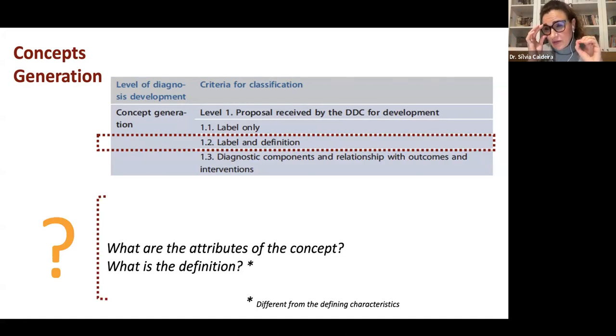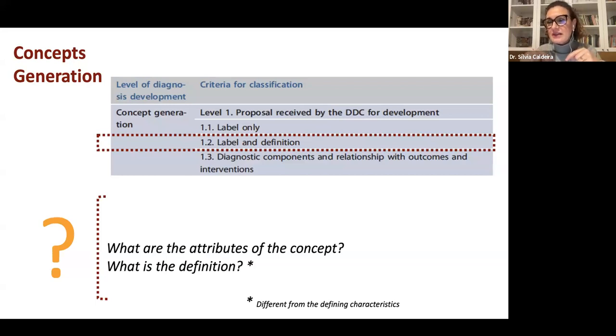Here, you need to have a definition, and the attributes of a concept give you the definition, because the attributes are the components that say to you that human response is that one and no other one. It's specifically that one. So defining your nursing diagnosis is very important at this stage. And this is different from the defining characteristics.